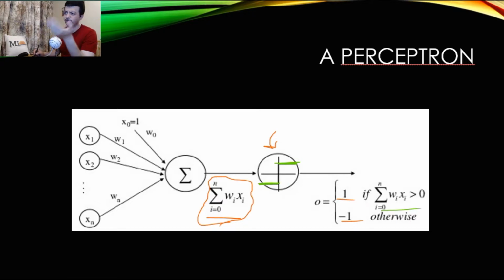With this particular step function, or let's call it by the more general word, the activation function, there's a problem: this function is not differentiable, right? At point 0, we have a discontinuity. So that's going to be a problem.